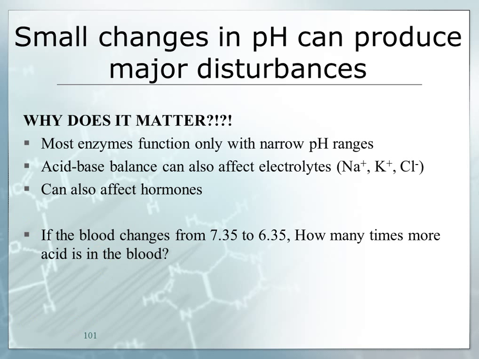Yep. And then I already asked this question, but how many times more acidic would the blood be from 7.35 to 6.35? By the way, what do you know about this person that hit 6.35? They're dead.